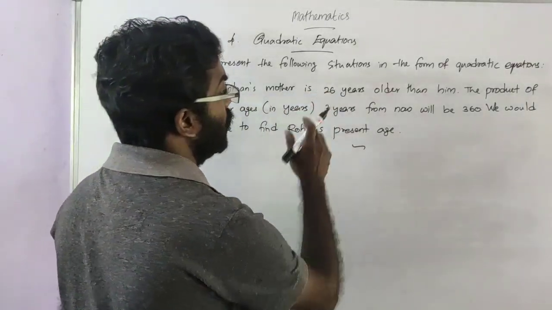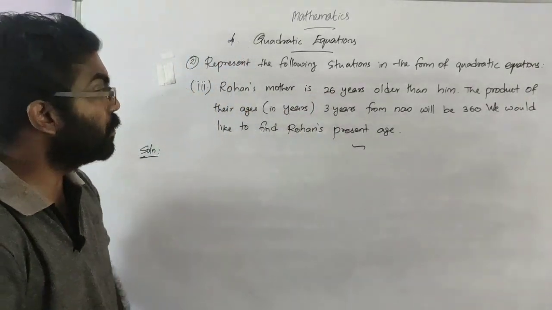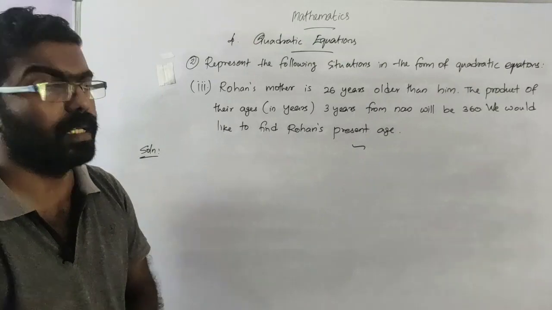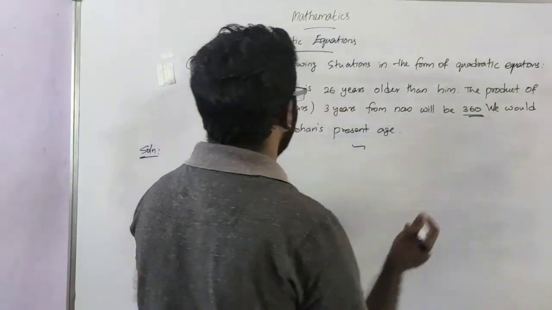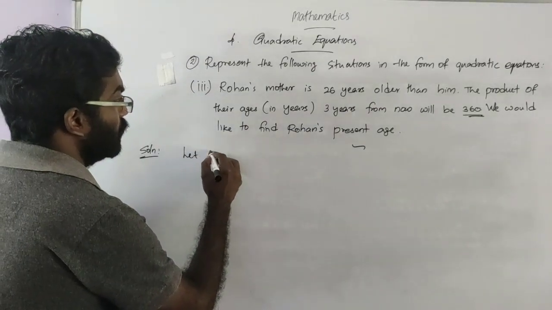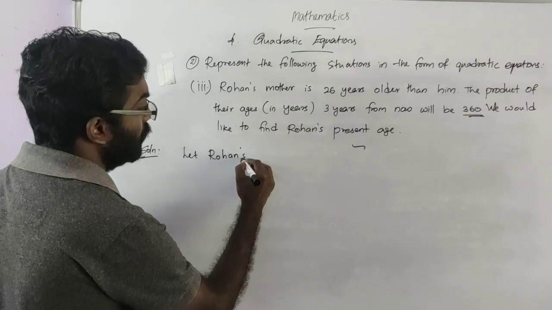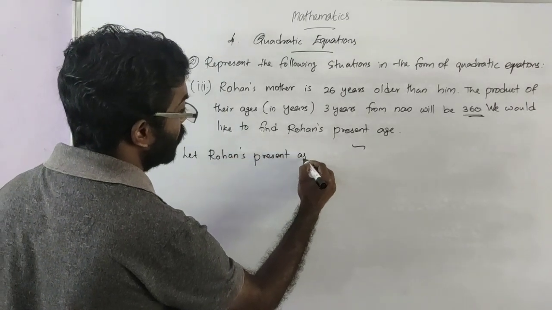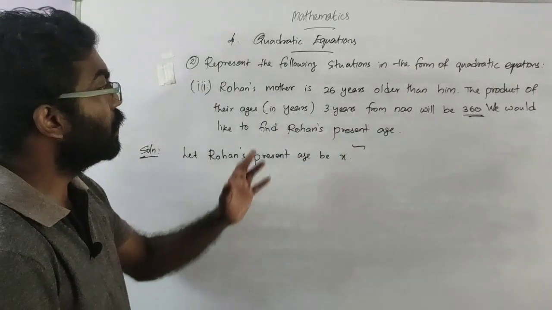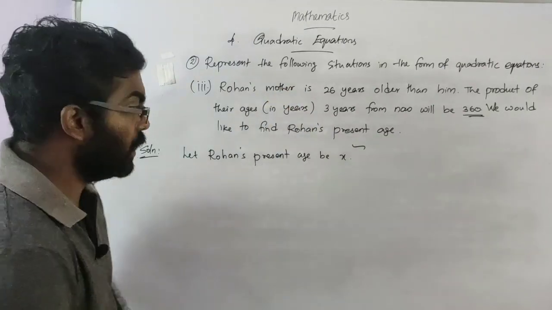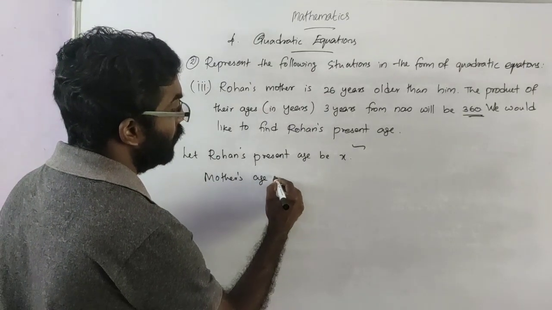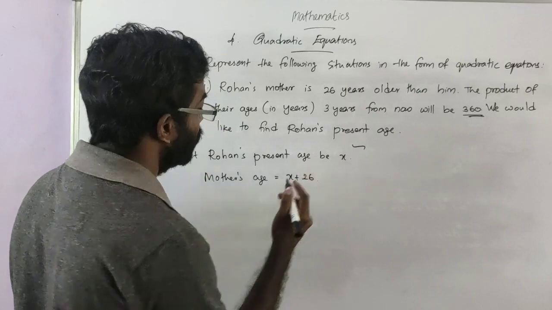Rohan's mother is 26 years older than him. The product of their ages in years, 3 years from now will be 360. We would like to find Rohan's present age. Okay. So we can take Rohan's present age as x. And what about his mother's age? Rohan's mother is 26 years older than him. So mother's age is equal to x plus 26.